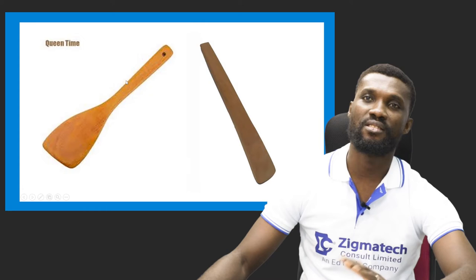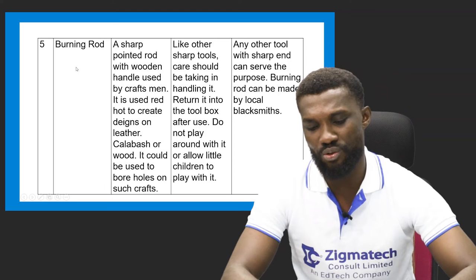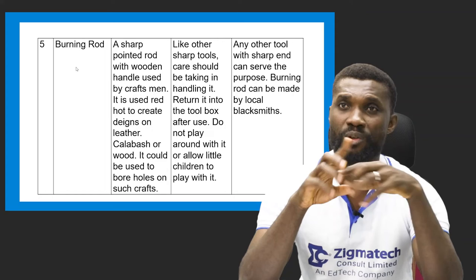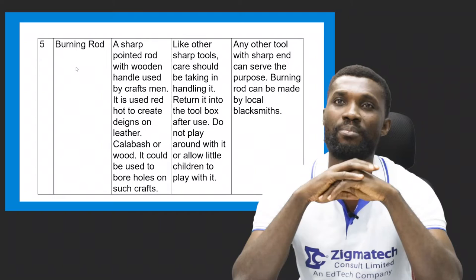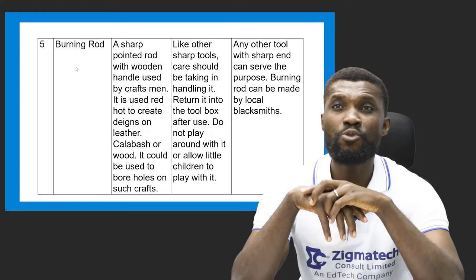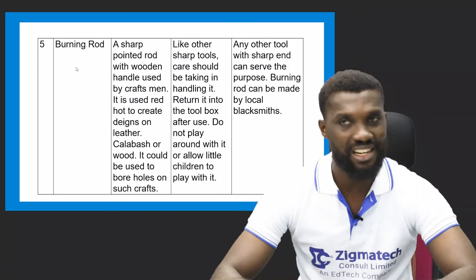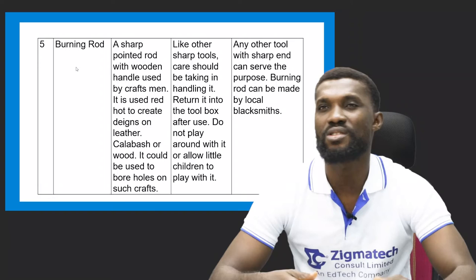All right. So the next thing we are going to look at is the burning rod. Now the burning rod looks like it can be a knife that is heated in the fire. Now it can actually be the soldering iron. You know what they call the soldering iron? Yes, the soldering iron. I have a sample of it. I will show you the picture of exactly what it looks like. So that those of you that don't know really understand what the iron burning rod looks like. Now it's a sharp pointed rod with a wooden handle used by craftsmen. It is used red hot to create designs on leather, on calabash, or even on wood. It could be used to bore holes on such or any craft. So you see, most times we use the soldering iron, or a very red hot iron to make these things.